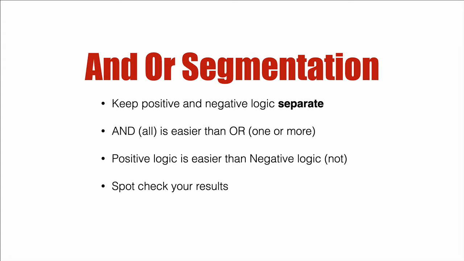My recommendations are: keep positive and negative logic separate from each other. And, which is an all condition, is easier to understand than or, which is a one or more condition. Positive logic is easier to understand than negative logic. Negative logic has not. And make sure you spot check your results when you set up a segmentation to make sure it makes sense.